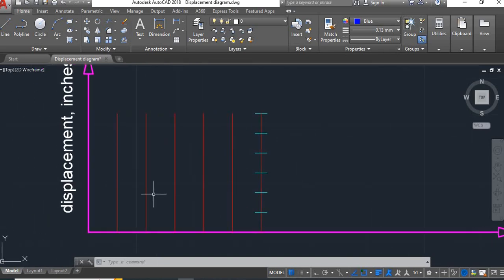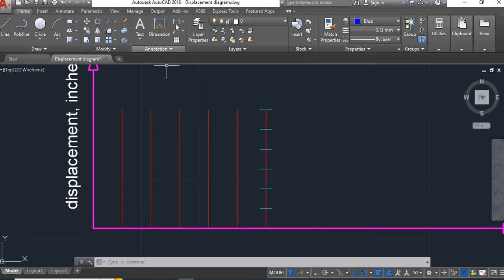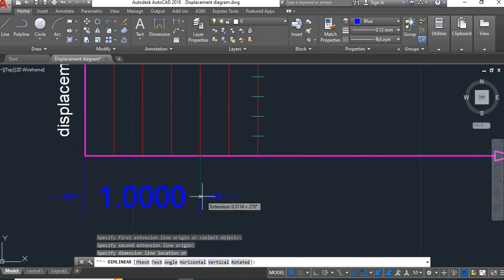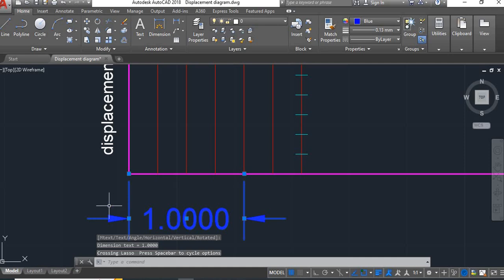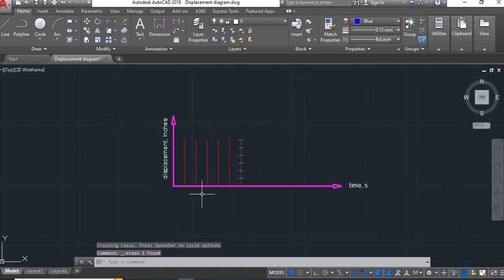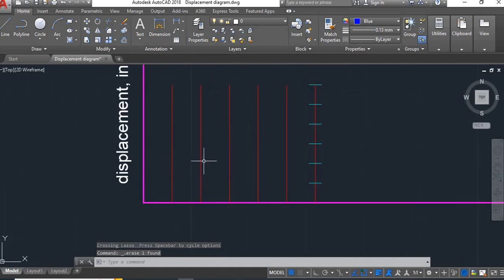Now, according to the problem, 1 inch is equal to 4 seconds. Okay, so if we measure these 4 lines, red lines, we have 1 inch. That means that every vertical line corresponds to 1 second.